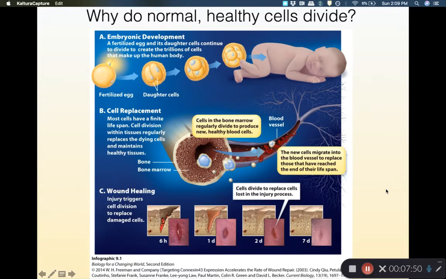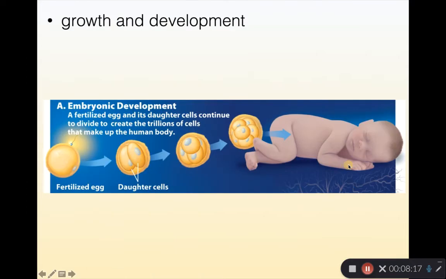And then lastly, one that you can watch occur with yourself is just wound healing. When an injury triggers cell division of damaged cells, the reason that it heals is because your cells are dividing and creating that new skin. So let's look specifically at each of these processes.